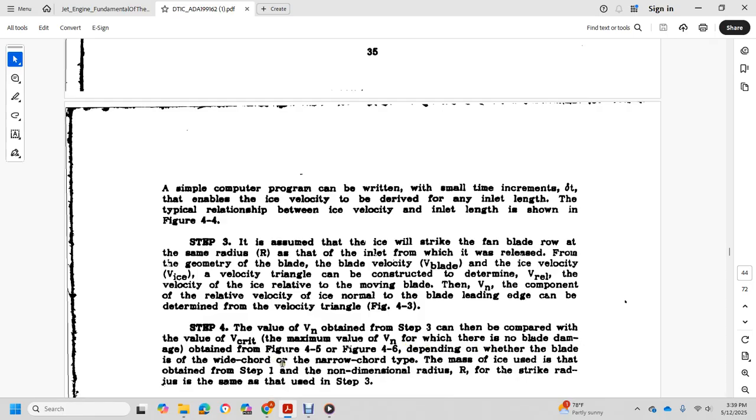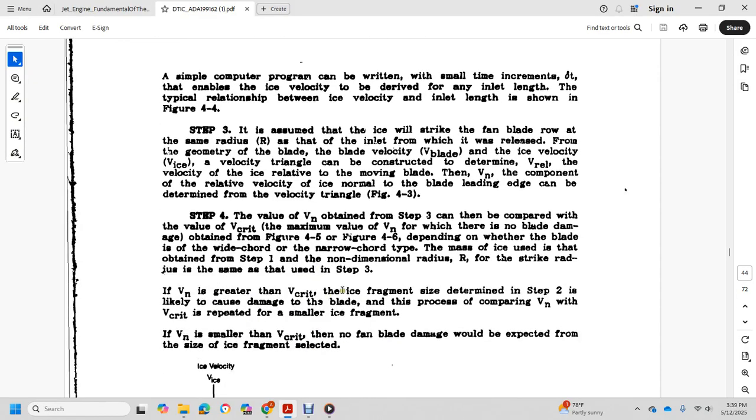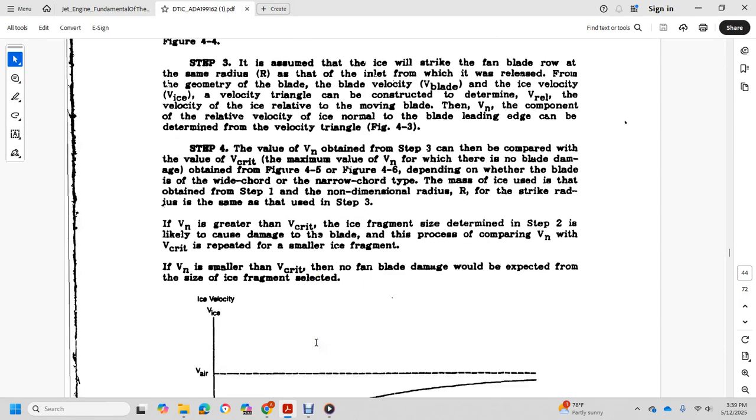depending on whether the blade is wide chord or narrow chord type, for the ice mass selected. In this case, from step 1, the non-dimensional radius of the track is the same as the radius in the inlet. If the velocity in step 3 is greater than the critical velocity for the fragment size from step 2, it is likely to cause damage to the blade. The process of comparing the velocity at the blade and the critical velocity is repeated for a smaller ice fragment. If the velocity at the blade is smaller than the critical velocity, no fan blade damage would be expected for the size of ice fragment selected.